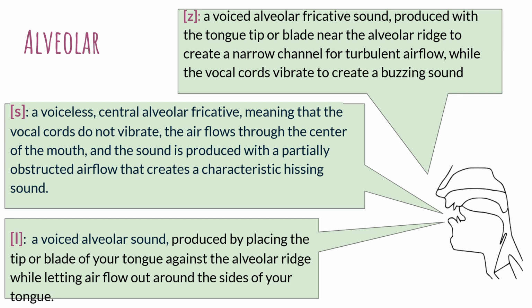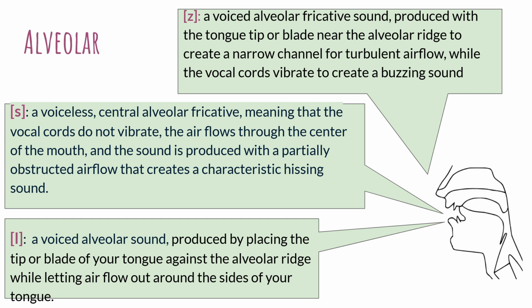The sound s is a voiceless central alveolar fricative. It is pronounced with the vocal cords not vibrating. The air flows through the center of the mouth, and the sound is produced with a partially obstructed airflow that creates a characteristic hissing sound.